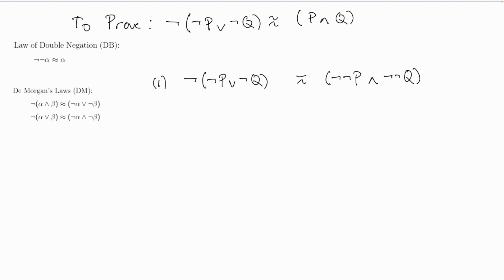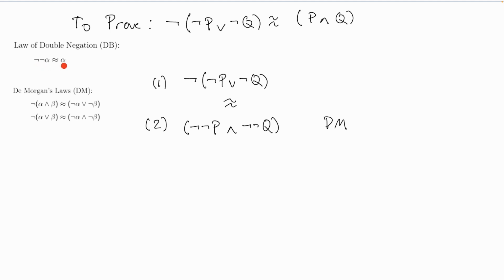So as the next line in my proof, I'm going to write down not not P and not not Q. And I'll put this equivalence symbol in between the first and second lines to indicate that by writing this formula down next, I'm saying that it's equivalent to the formula immediately above it. And I'll cite De Morgan's laws here at the end of this second line to indicate that it's one of De Morgan's laws that justifies me in saying that this formula I've written down on the second line is equivalent to the formula on the first line.